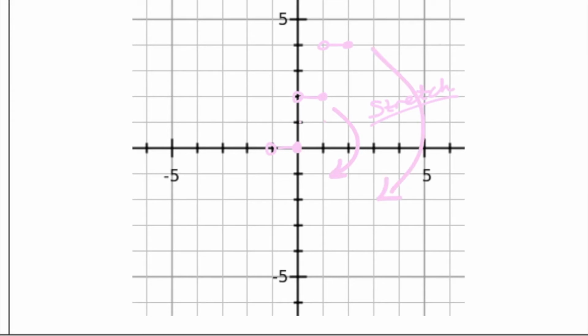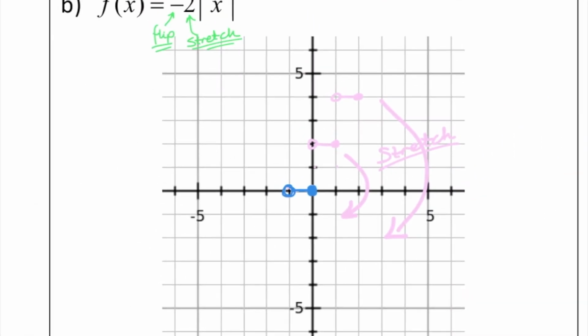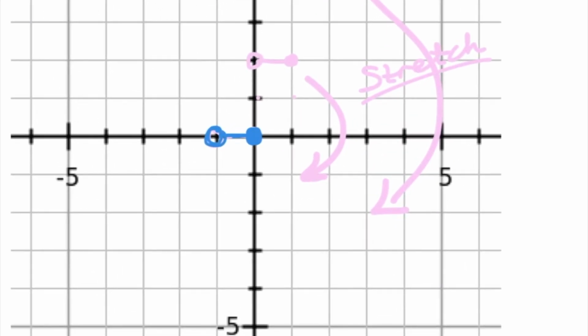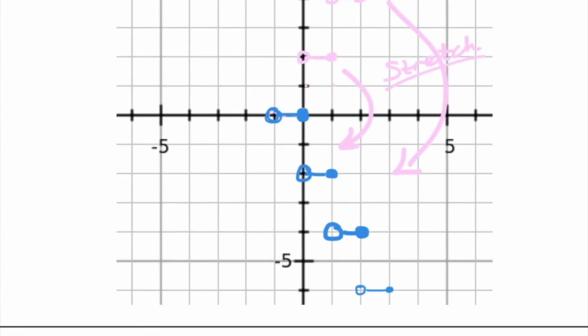And so my final graph would still have this piece here in the very middle. That piece never moves anywhere unless I actually shifted the whole graph. But then the piece that stretched up to is now going to stretch down to, and then this one here is going to flip down to here, and again down to like this, and so on.